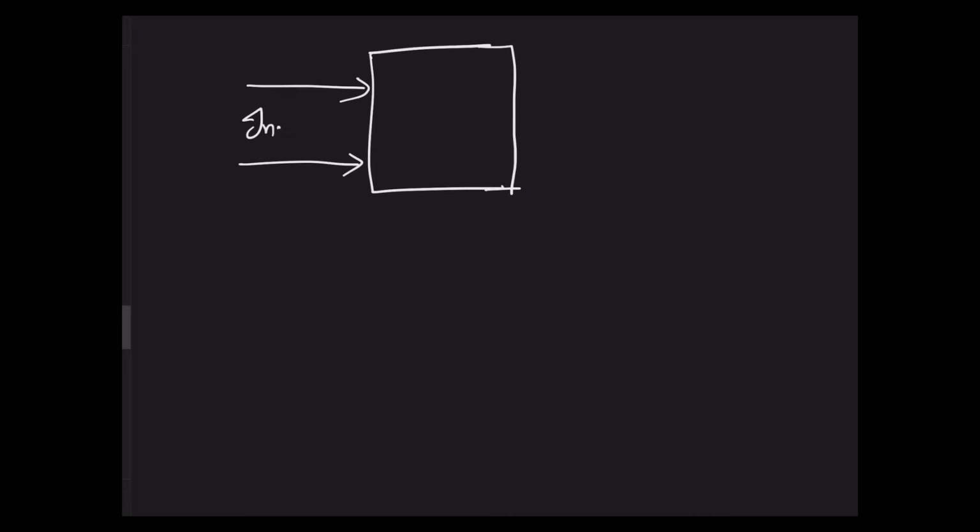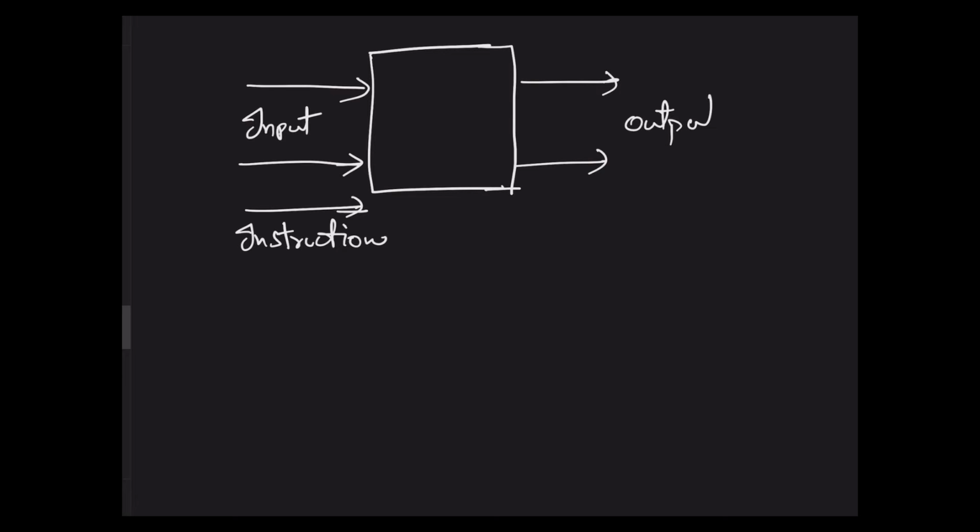So we will see what a computer is at a very basic level in this short video. So this is our computer. Let us assume for the time being that this box here is our computer. We give some input, and we give some instructions, and we get some output. So in a very simple manner, this is what a computer is.